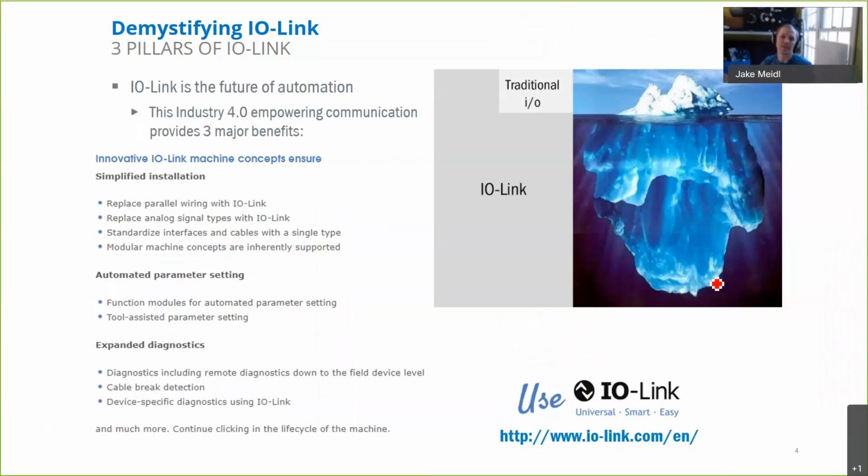You're going to have automated parameter settings. If you have changeovers where operators are going through and pushing buttons on sensors, you can get rid of that. IO-Link masters and PLCs can hold those parameters and send them down to the individual sensor.